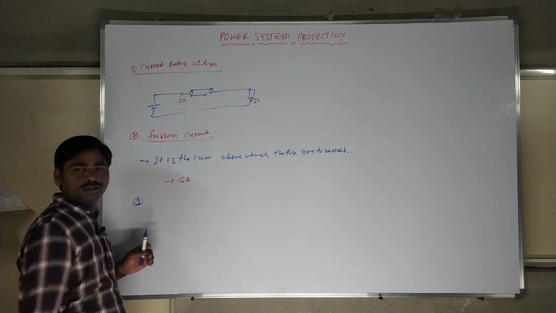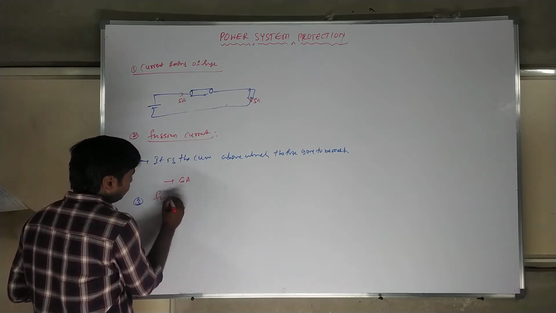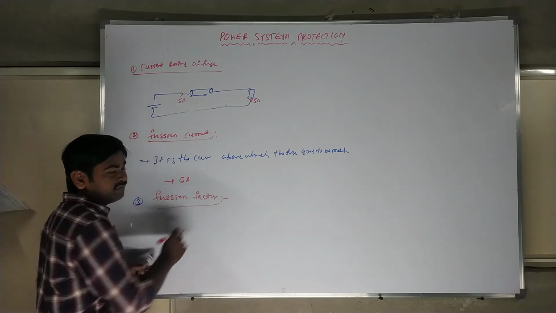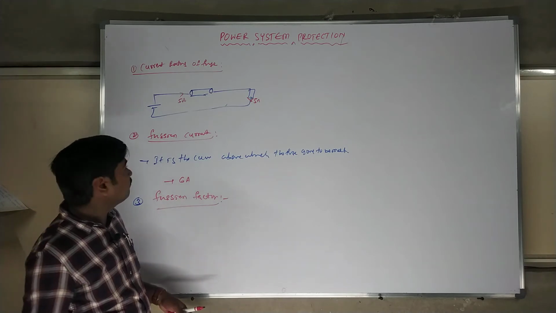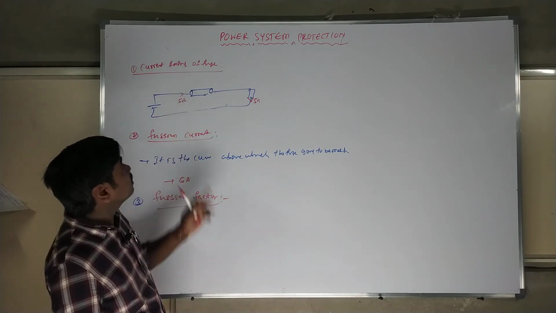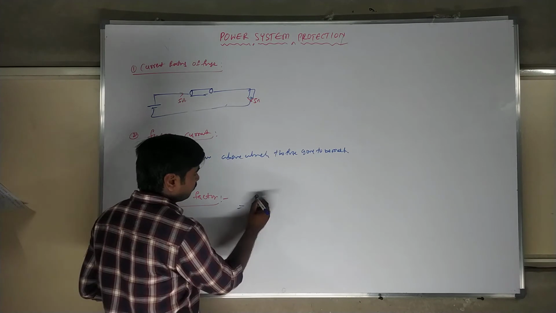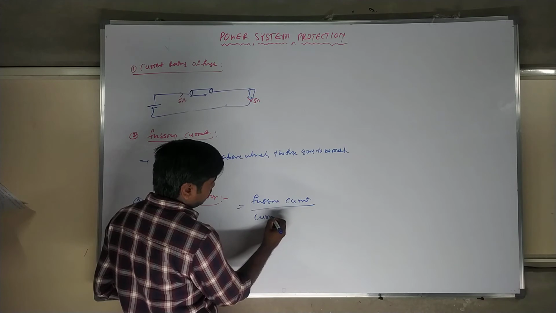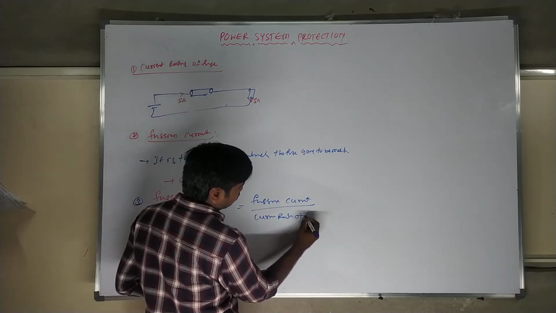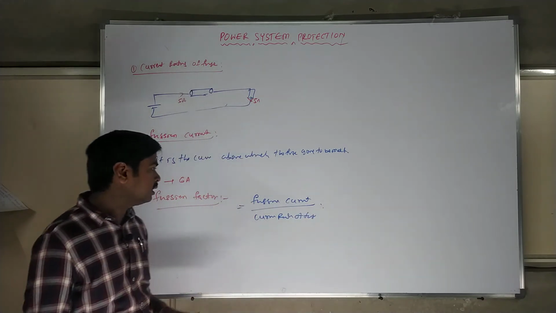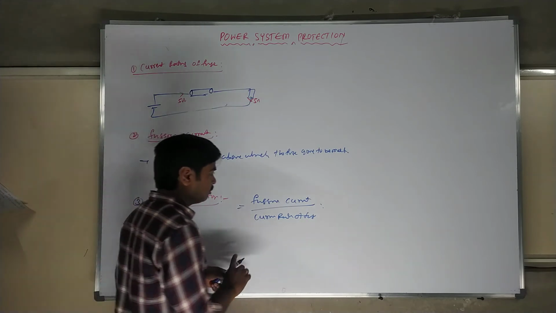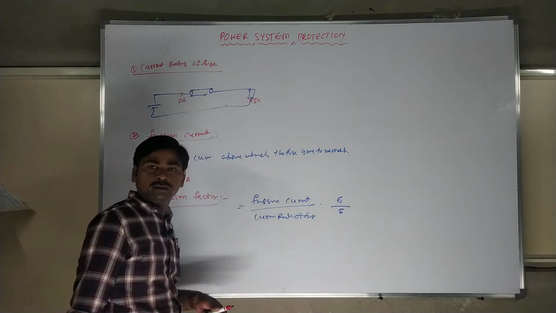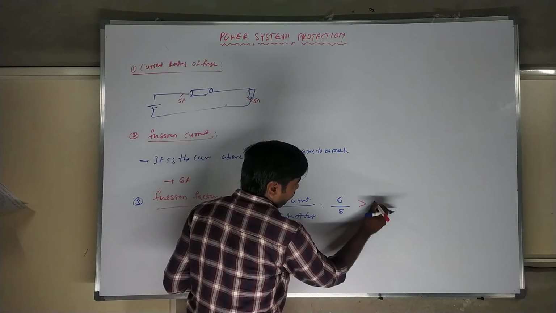What you are interested in is the fusion factor. The fusion factor is nothing but the ratio of fusion current to the current rating of the fuse. For example, 6 amps current is taken as the fusion current. How much is the current rating of fuse? 5 ampere. So, 6 by 5, nothing but always it is greater than 1.